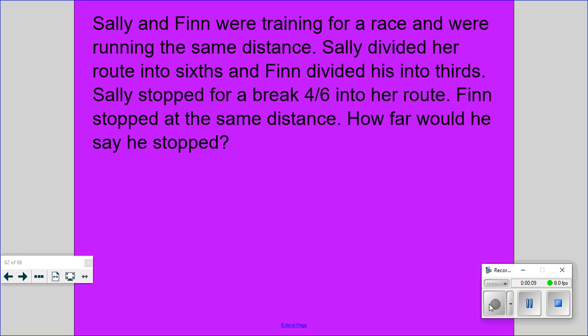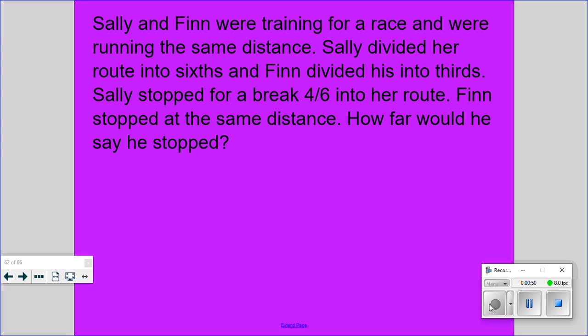and looking at which fractional amount is larger. So we're going to start with this problem. It reads, Sally and Finn were training for a race and were running the same distance. Sally divided her route into 6 and Finn divided his into thirds. Sally stopped for a break 4/6 into her route. Finn stopped at the same distance. How far would he say he stopped?